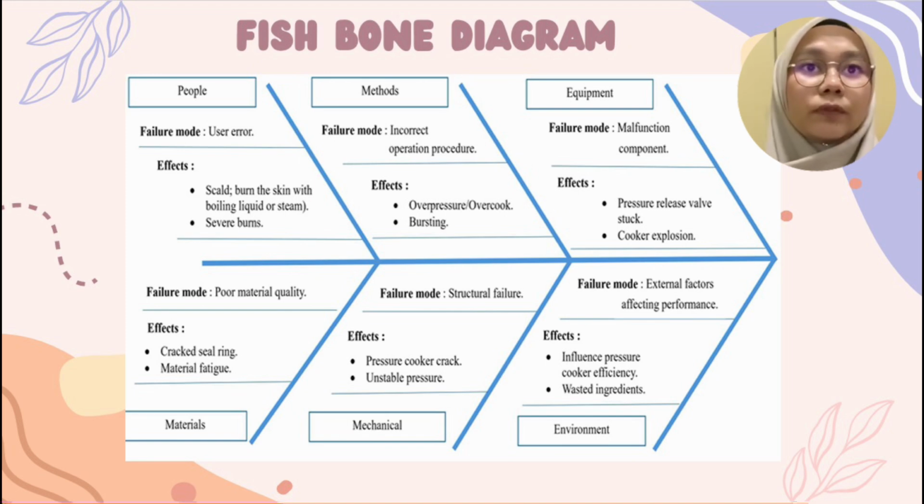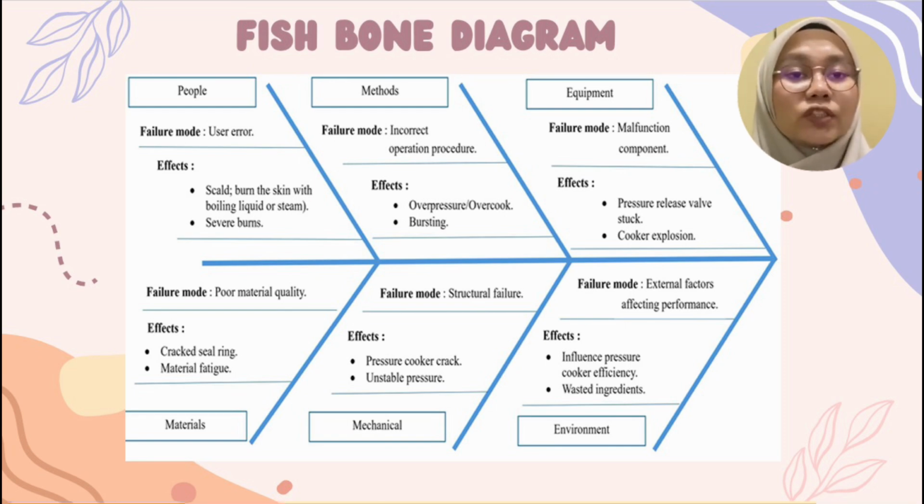Next, we move to the fishbone diagrams. The combination of FMEA and fishbone diagram provides a thorough approach to identify and address the potential failure modes. The fishbone diagram was chosen in the brainstorming session to visualize root causes, which have been categorized into people, methods, equipment, material, environment, and mechanical parts of the product.